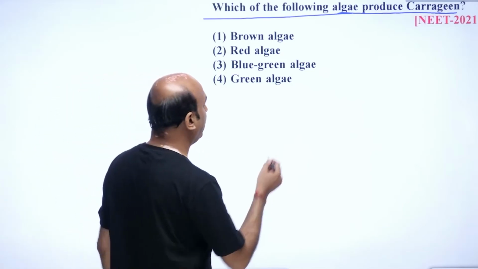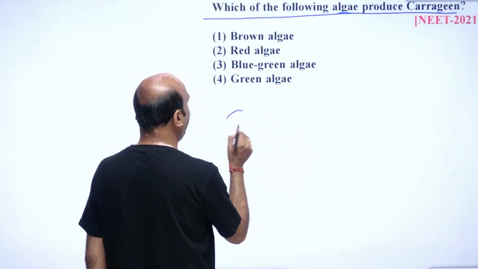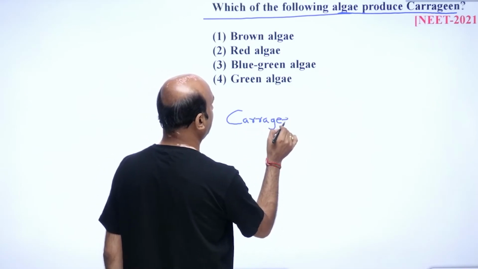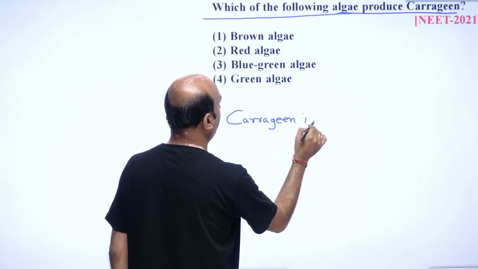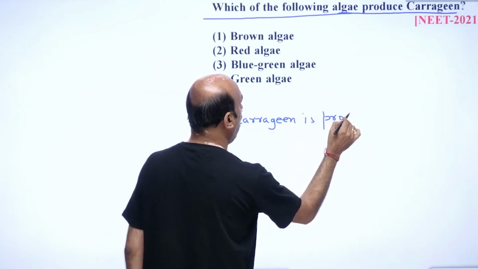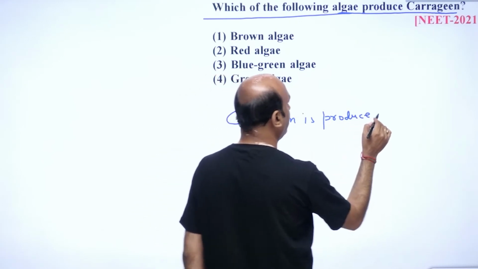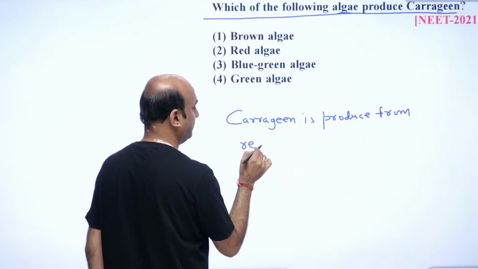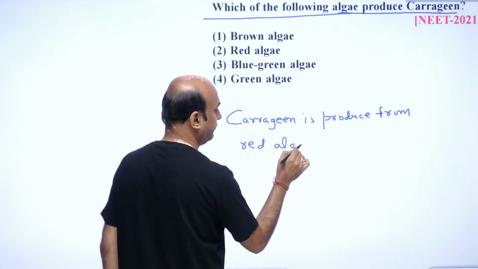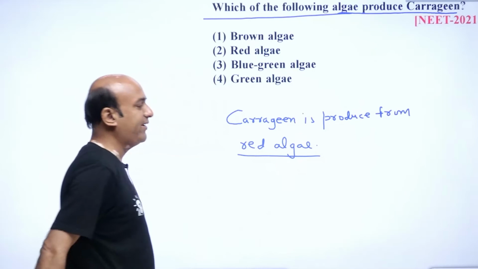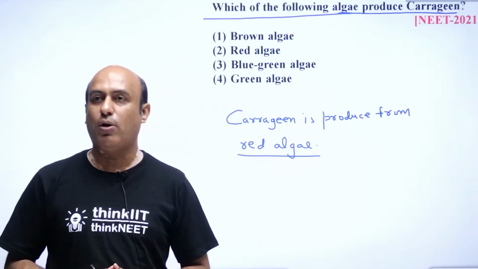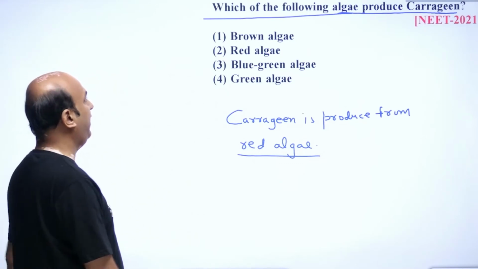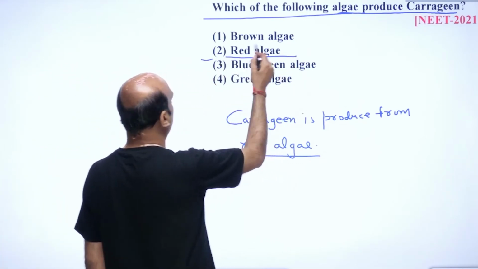We know that carrageen is produced or obtained from red algae. Student, we know that carrageen is produced from the red algae, which is also called rhodophyceae. So student, here the correct answer is option number 2 red algae.